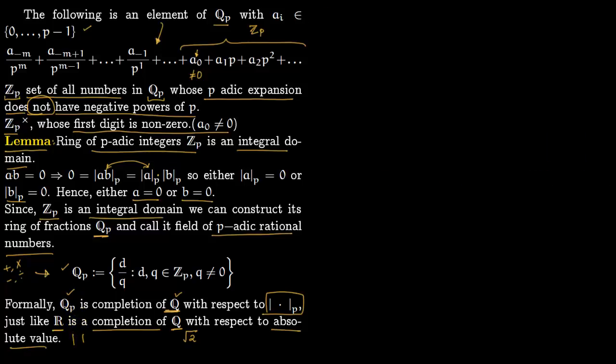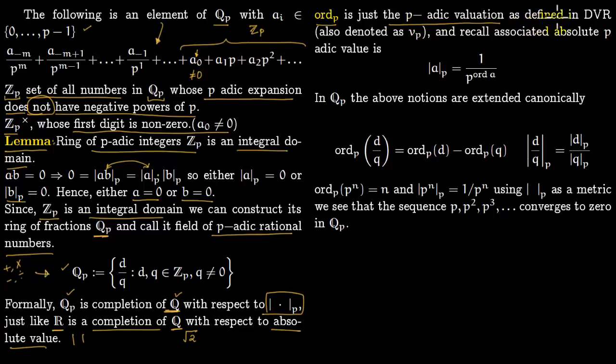So again, recall this ord sub p is just the p-adic valuation. This is the p-adic valuation as defined in the lecture on discrete valuation rings. We also denote it as v sub p. And recall the associated absolute p-adic value is this. So this is our absolute p-adic value. So this is the order of a. If you have forgotten it, just recall this example. The order of p to the n is just n, and then if you take its absolute value, this is 1 over p^n, just like here. So instead of a, we are writing p to the n.